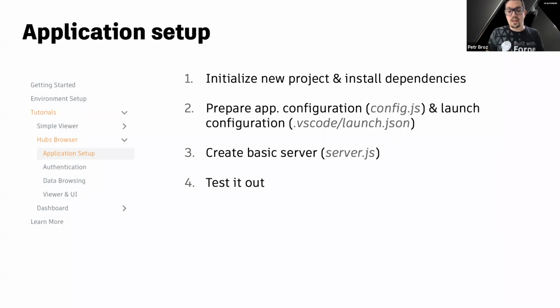And for those of you using Visual Studio Code, we're going to create a launch configuration so that we can then easily run and debug our new Node.js application from Visual Studio Code. And finally, we're going to put together an initial server.js file, which is going to be the entry point to our application, where we're going to define the middleware and the different endpoints that our server will be able to handle and respond to.